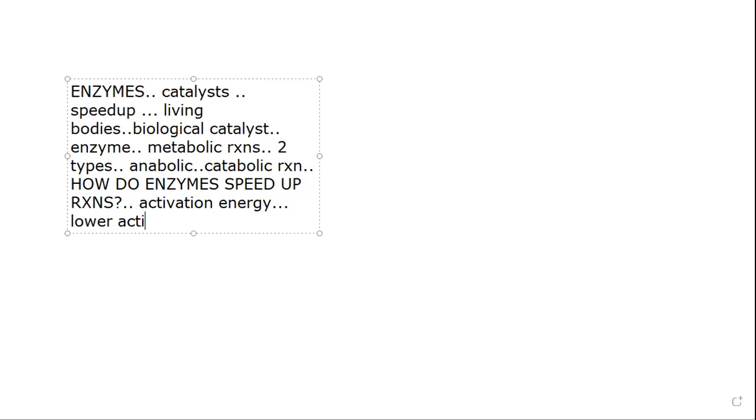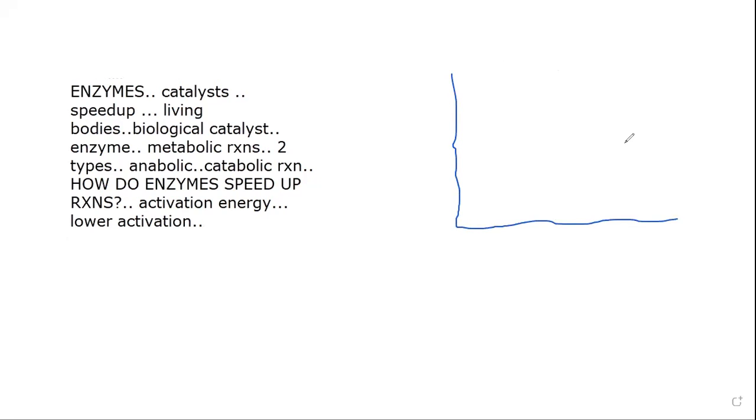Enzymes lower the activation energy and make it easier for the reactants to combine together. Now, let me draw a graph so that you can understand. It won't be very clear, but I'll try to draw the graph for you over here. Let me draw the axes of the graph. This is the X axis, and this is the Y axis.